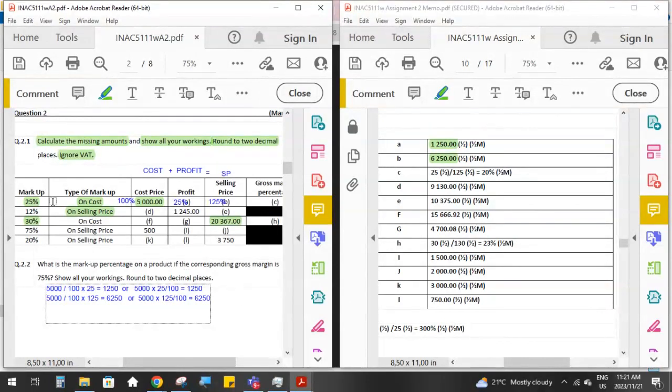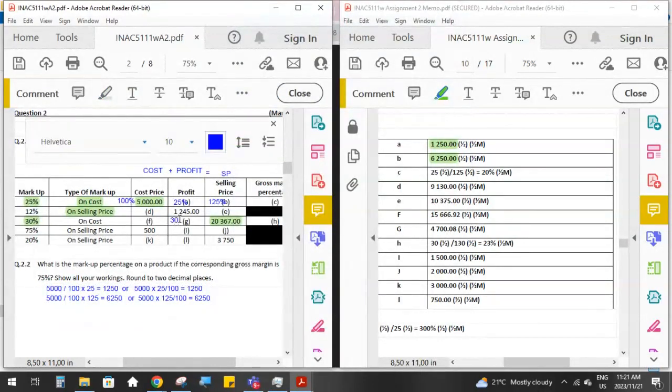So first thing we say, how much is the markup? It's 30%. So immediately under the profit column here, we are going to write 30%, because I know my profit is 30%. Question, 30% of what? It is 30% on cost.